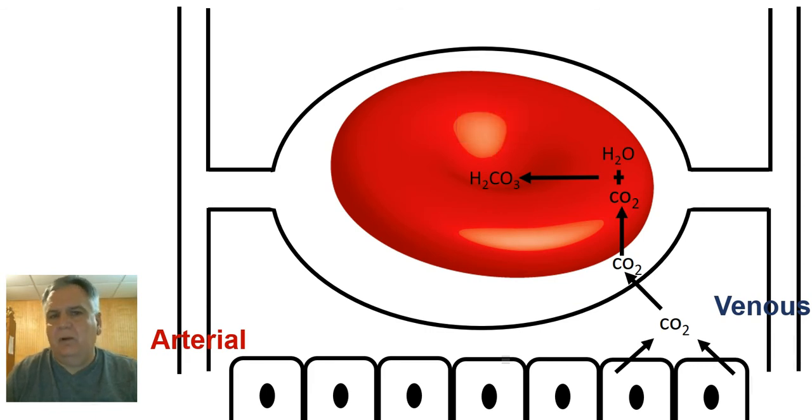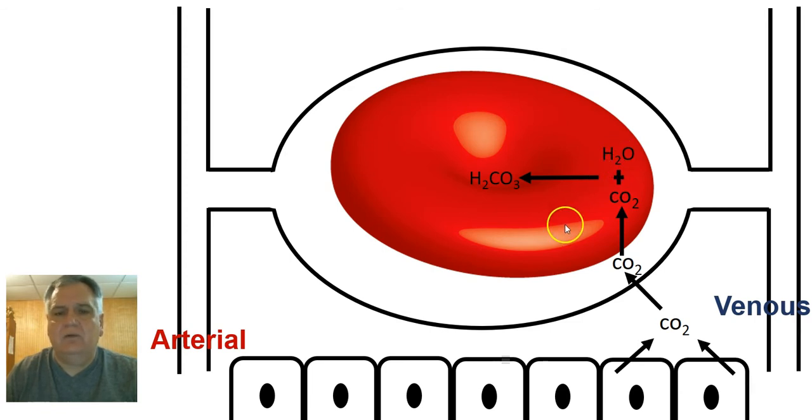Now, we'll just stop here for a second before we go any further, and we might ask ourselves the question, well, why does the carbon dioxide combine with water inside the red blood cell? Why doesn't it combine with water out here in the plasma? I mean, plasma is 90% water, right? Why doesn't it combine with water in the plasma? Why does it wait till it gets inside the red blood cell?